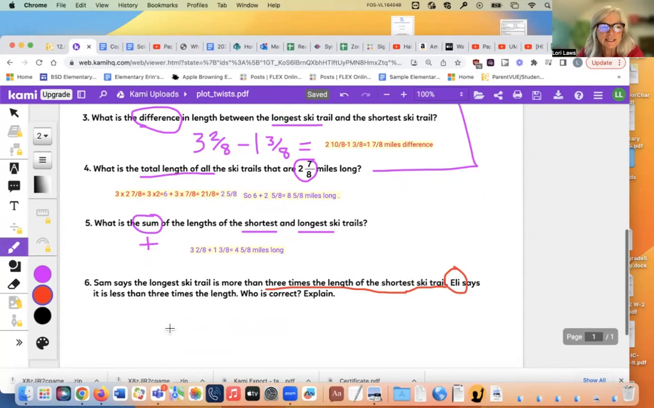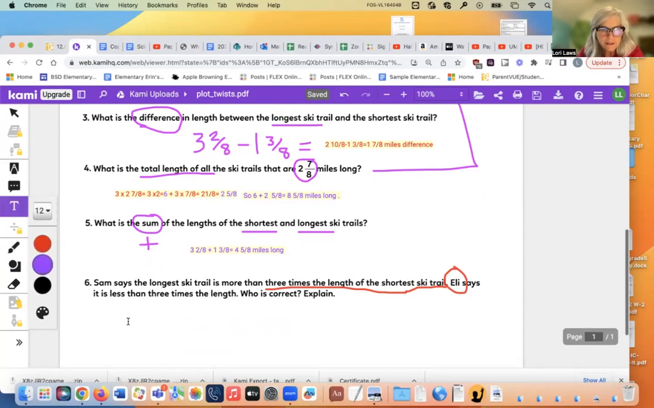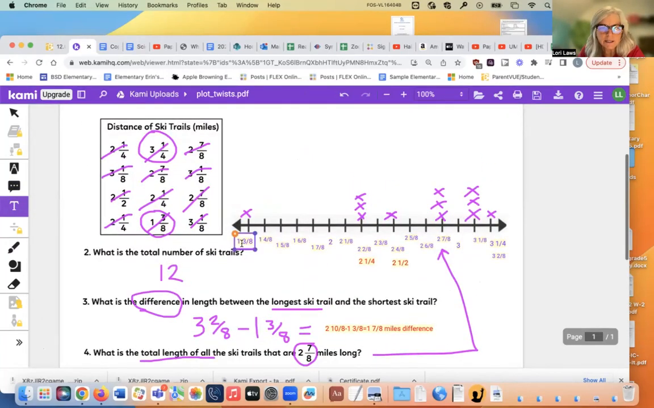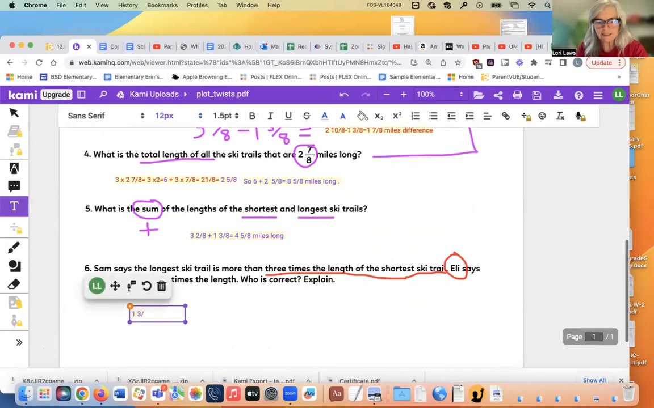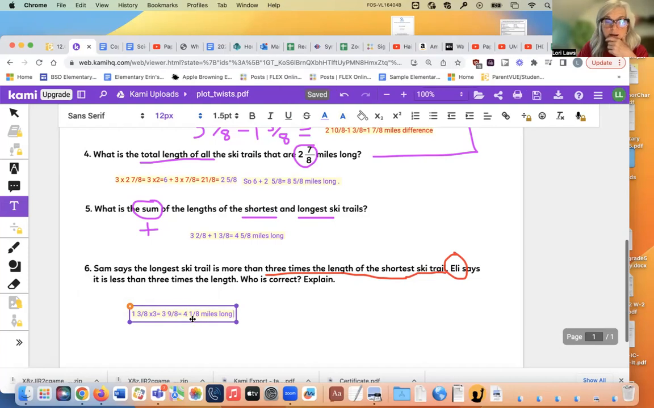What's the shortest ski trail? What's the distance of the shortest ski trail? Who can tell me, guys? Let's look up at our chart. It's right here. Somebody say it. 1 3/8. Thank you. So if you have 1 3/8 times 3, 1 times 3 is 3, and 3/8 times 3 is 9/8, which is the same as 1 1/8. So now it's going to be 4 1/8 miles long. That would be the shortest ski trail times 3, right?